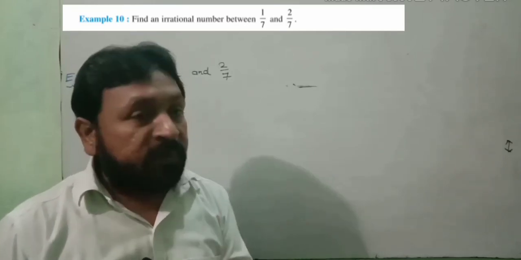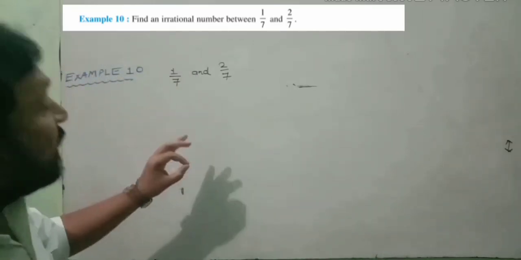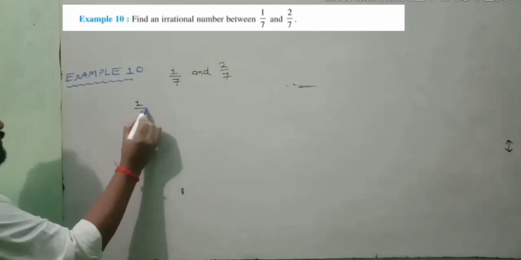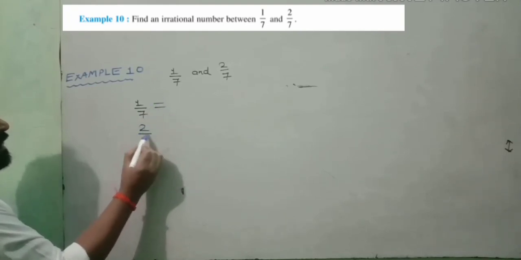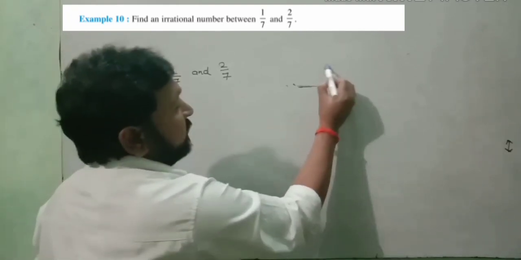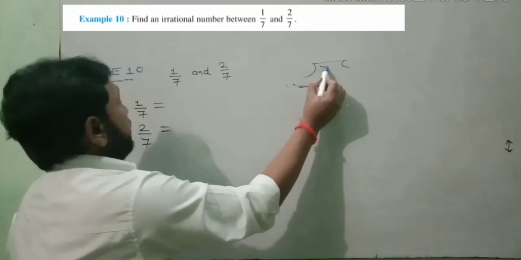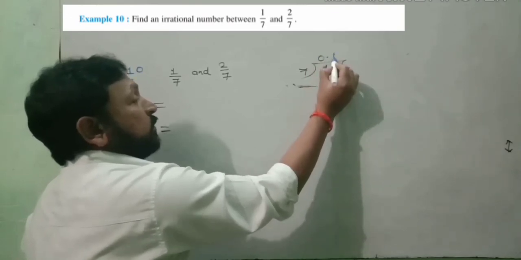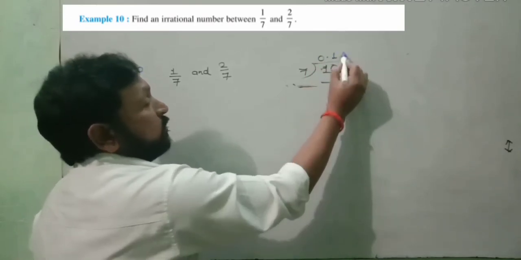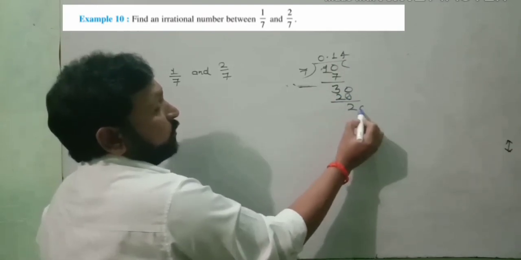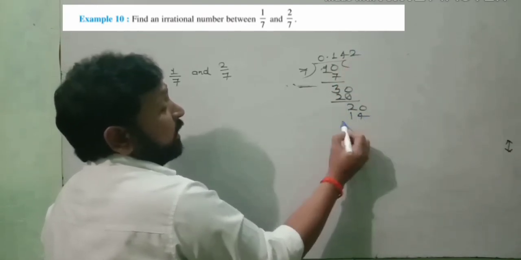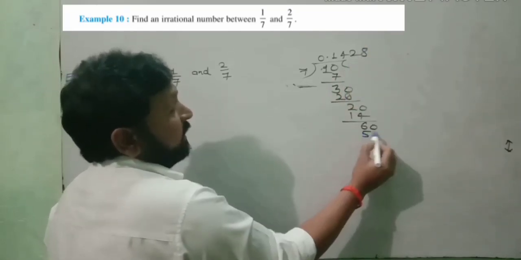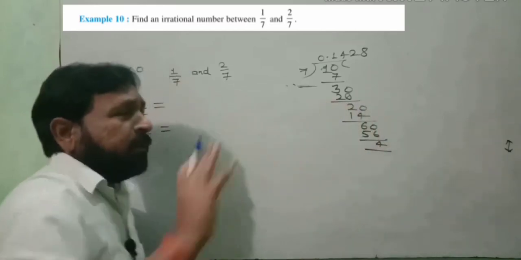So the first step is this: you have to find the decimal expansion of 1 upon 7 and 2 upon 7. First of all, find the decimal expansion. Let's see it. 1 upon 7 means we have to divide 1 by 7. We have to put a decimal. 7 1s are 7, 3 0, 7 4s are 28, 2 0, 7 2s are 14. So what will be left? 6 0, 7 8s are 56. It will give 4, and this will keep on repeating.